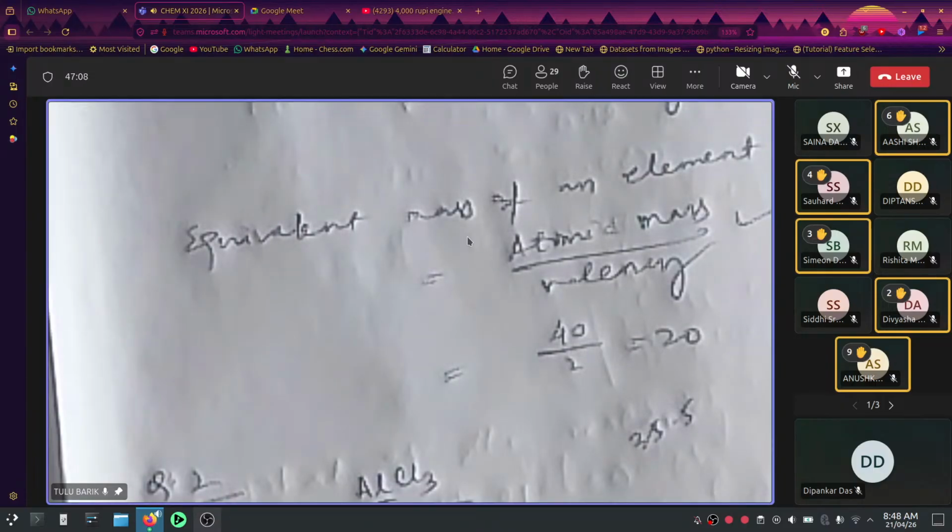And now Anushka raised her hand. Then for silver what we'll take? Silver, beta, 1. And what is the atomic mass of silver? 108. That is 107.9. You take it as 108, rounded to 108.